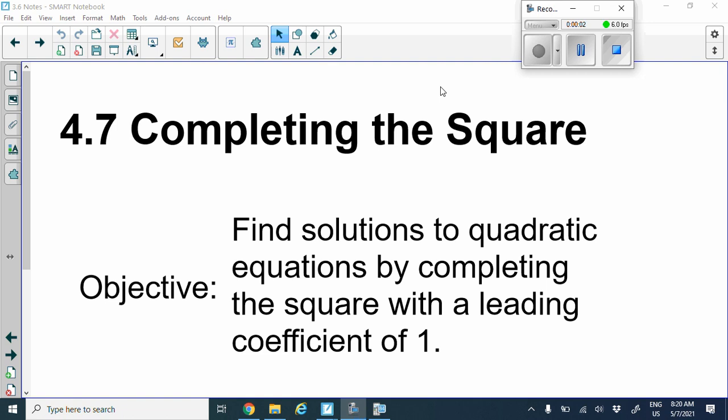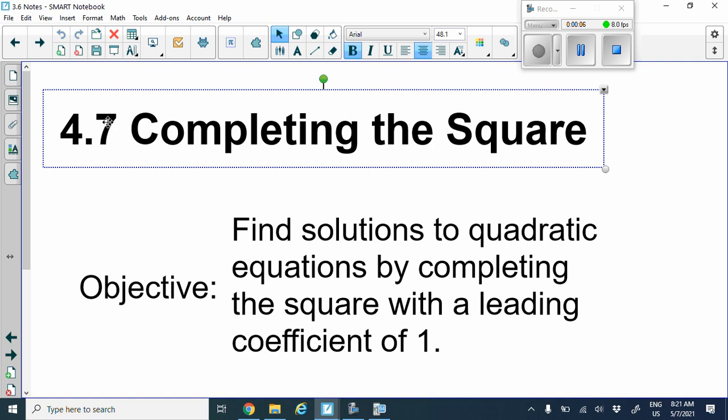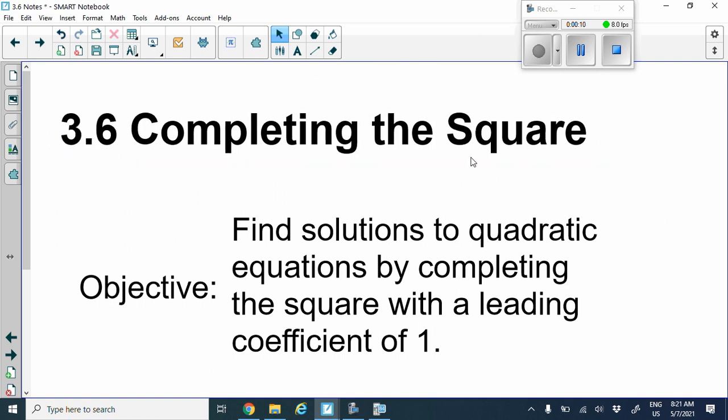Hey guys, so here's the notes for 3.6. I guess I should change this. There we go. Okay, here's the notes for 3.6.